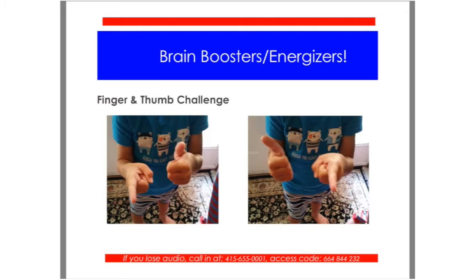The next thing that we talked about in the beginning of the 6 reasons for movement is to do brain boosters or energizers. We want to energize the brain. We want to increase blood flow. So here are some simple ones. You may have done these before.